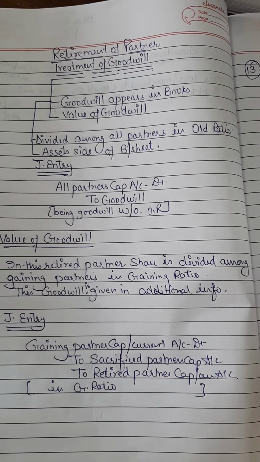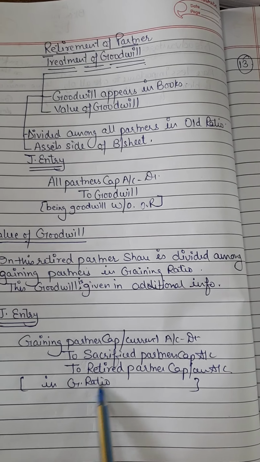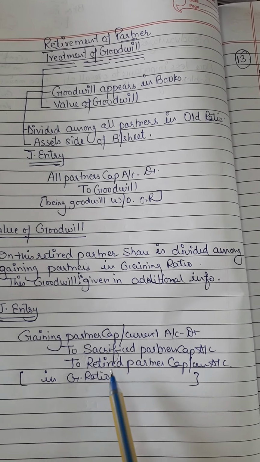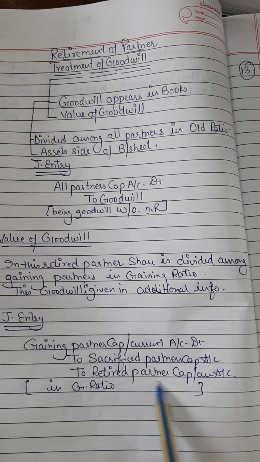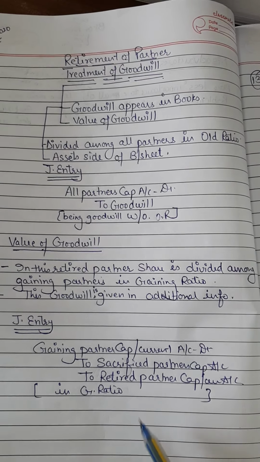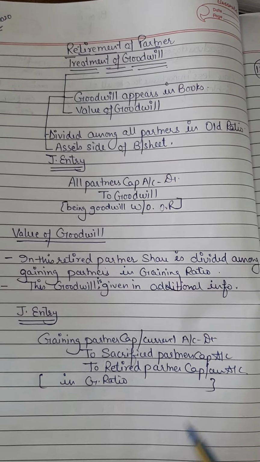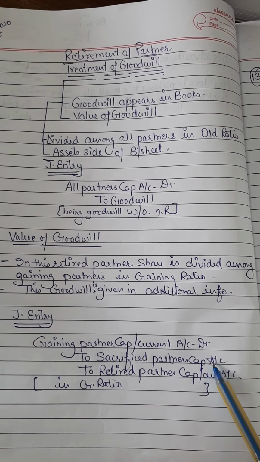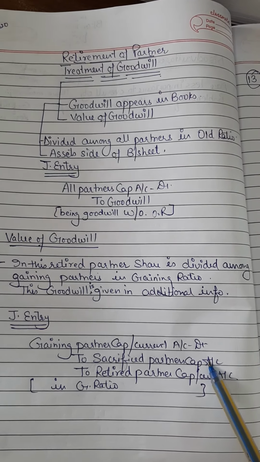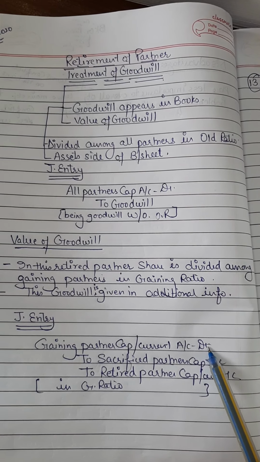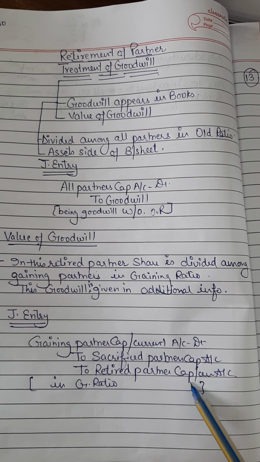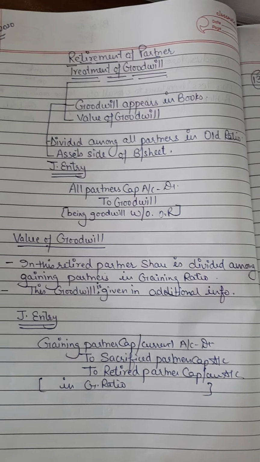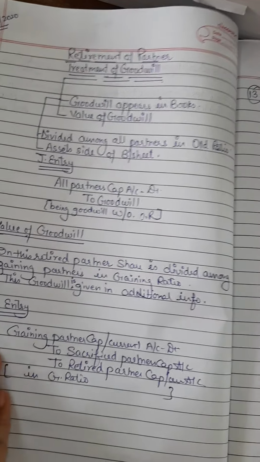Journal entry for the same: Gaining partners' capital or current account debit, to sacrificing partner, to retired partner. If at the time of calculating the gaining ratio any old partner or remaining partner is sacrificing, then his share is also credited over here. So that's why the entry is there, that is gaining partner to sacrificing partner to retired partner. Let's start with some examples.